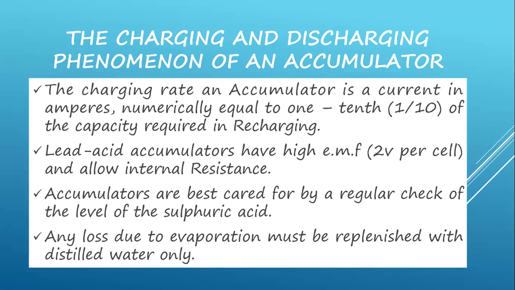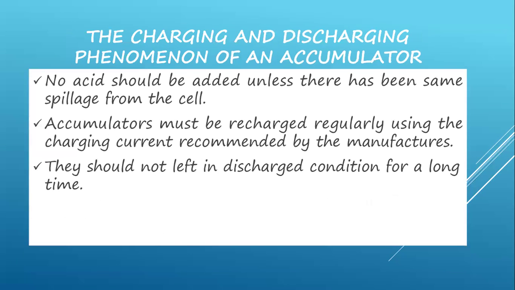The lead acid accumulators have a high EMF, that is 2 volts per cell, and a low internal resistance. The accumulators are best cared for by a regular check of the level of the sulfuric acid, just to preserve them for longer use. Any loss due to evaporation must be replenished with distilled water only. You cannot use any other water apart from distilled water. And no acid should be added unless there has been some spillage from the cell.